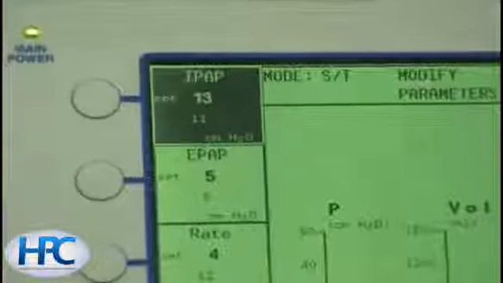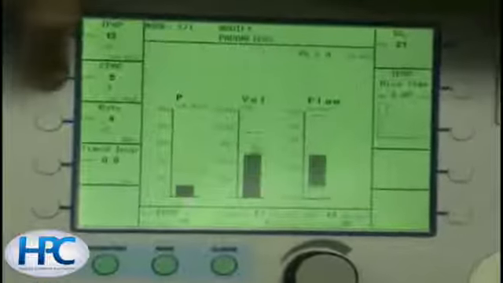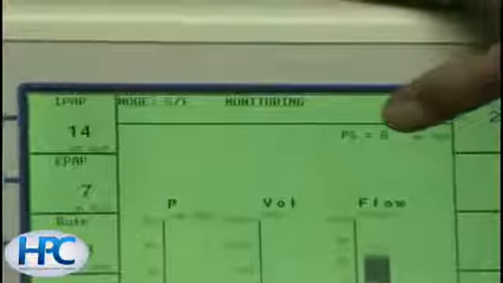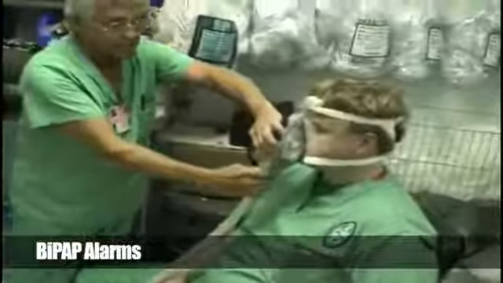We're now increasing the inspiratory positive airway pressure to 13 centimeters of water and the expiratory positive airway pressure to 7 centimeters of water. The EPAP is similar to the PEEP, or positive end expiratory pressure, in a ventilator and keeps the alveoli open.